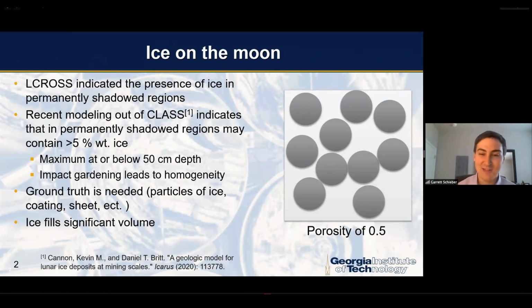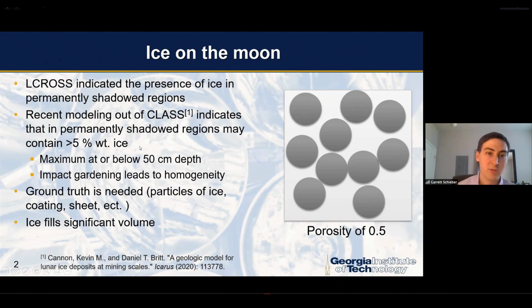The earlier talks gave an excellent introduction to how we can characterize and really get the ground truth for this ice. But to give you a quick overview, L-Cross indicated the presence of ice in permanently shadowed regions. And recently, a very good paper came out of class, which tried to go over a couple key questions. We have to know the concentration, we have to know the distribution, and then finally the physical state or the morphology of the ice needs to be known. And so that recent modeling out of class helped answer a couple questions in terms of concentration and distribution within the regolith.